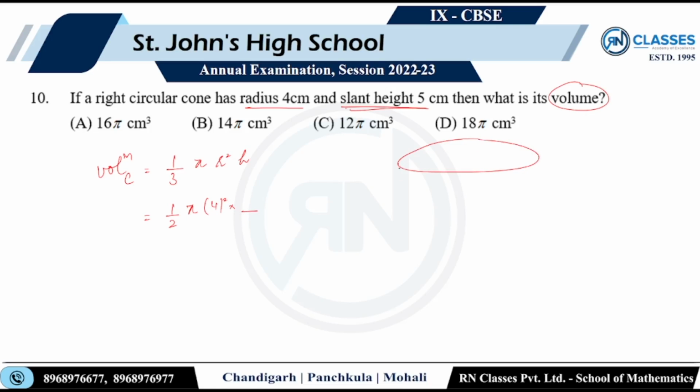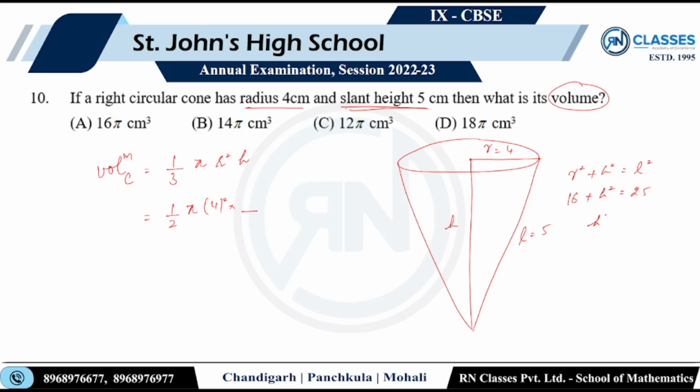If we draw, अगर मैं ये ड्रॉ करता हूं, राइट? सो ये आया मेरे पास रेडियस. रेडियस इज गिवन टू बी 4. Slant height is given to be 5. What about the height? So I know r square plus h square is equal to l square. So this comes out to 16 plus h square is equal to 25. So h square goes out to 25 minus 16, this is 9. H is equal to 3.